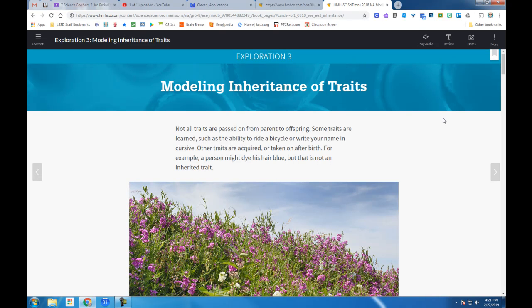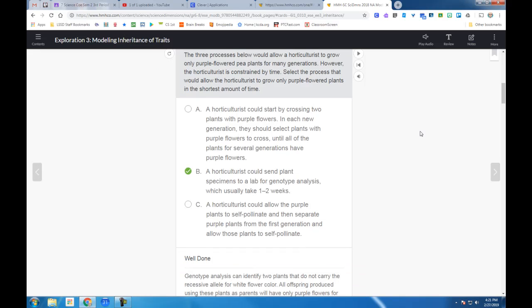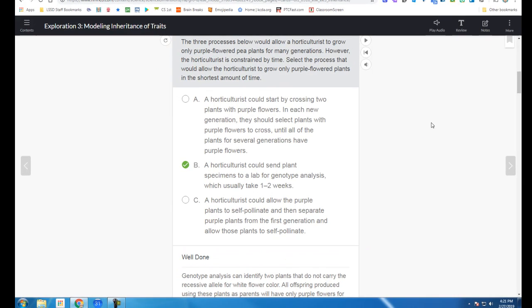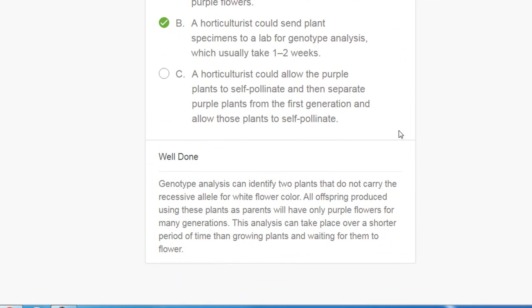Okay, Unit 3, Lesson 1, Exploration 3, quick review. Scroll down through the text. You've got a choice in the first question. If you're online, it reveals the answer to you. It happens to be B with a description at the bottom. So if you're working in your book and you want to see the correct answer, there it is. It's B.